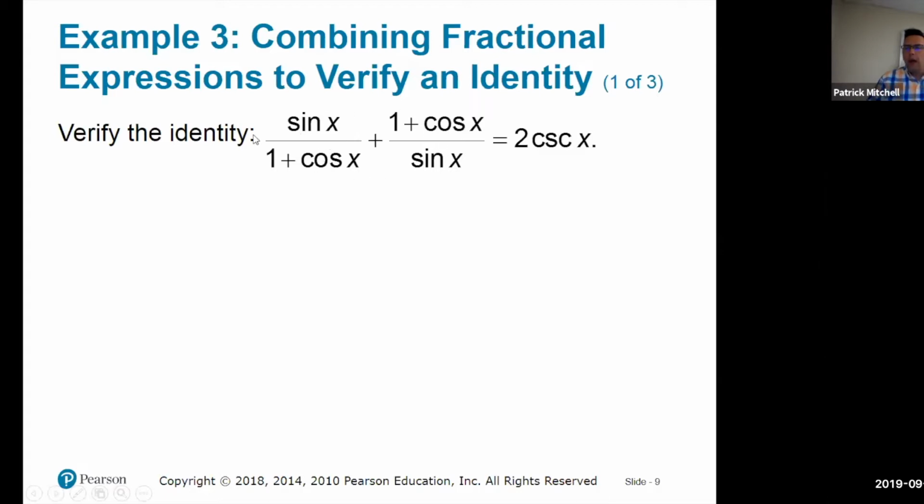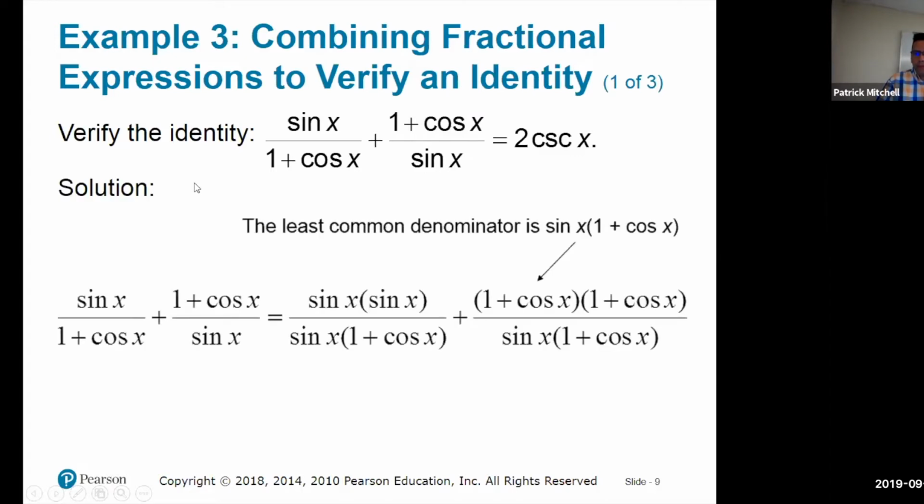Okay. And what I'm going to do is I'm going to add these two sides together. So you notice, of course, they don't have the same denominator, which means I have to get a common denominator. So how am I going to do that? Okay, there's a lot to unpack here. The least common denominator would just be sine x times 1 plus cosine x. So these are different factors. So the LCD would have to include both of them.